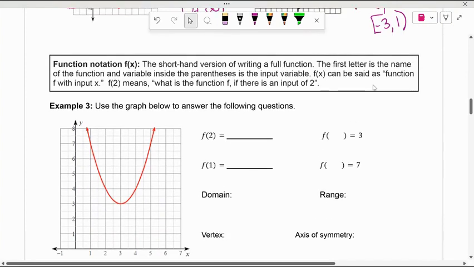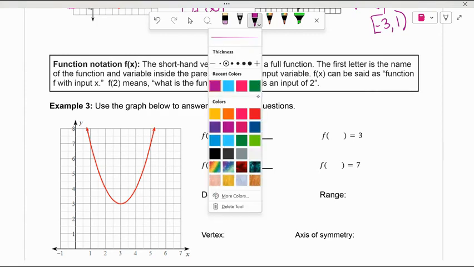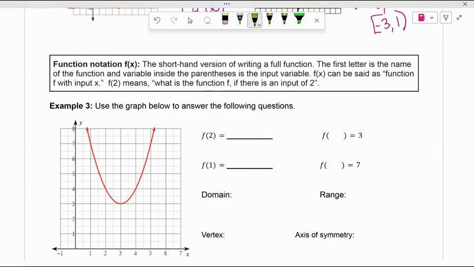All right, function notation, f of x. All that's saying is that the function is named f, and x is the variable we're going to use. That's it. Nothing any crazier than that. So this is saying, again, f of x. So x is 2. So we go 2 on our x, go up to where it meets our graph, our function, and over to find our coordinate. So 4. Same thing with 1, comes up here to 7. So those aren't too bad.